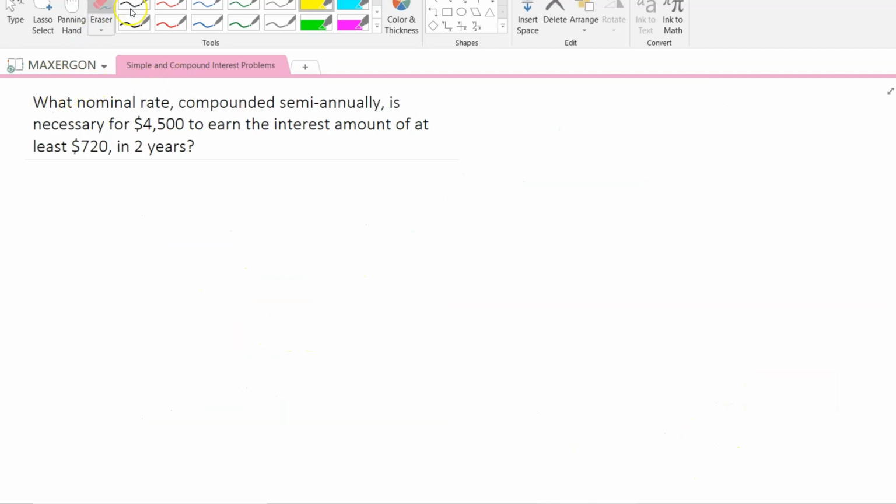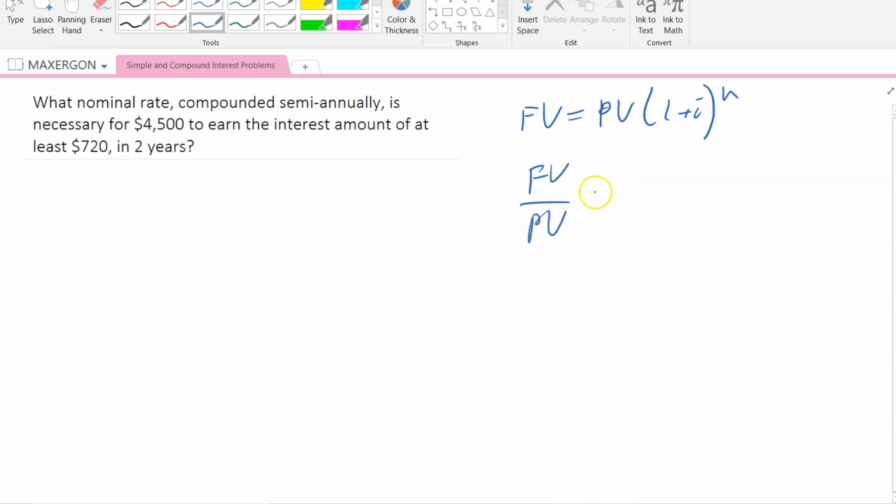The next problem is asking us, what nominal rate compounded semi-annually is necessary for 4,500 to earn the interest amount of at least $720 in 2 years? Again, we can remind ourselves how the formula for interest rate will look like. So that's our main formula. From here, we will derive the formula for I.